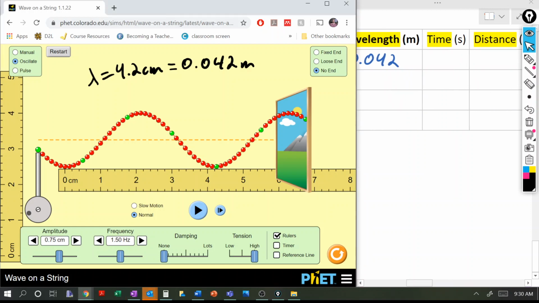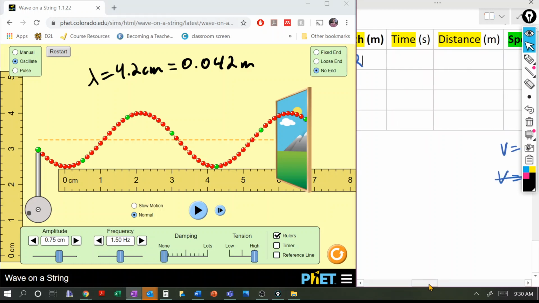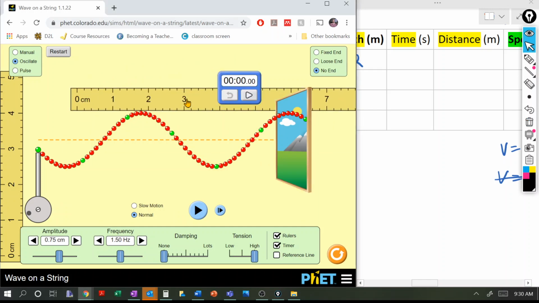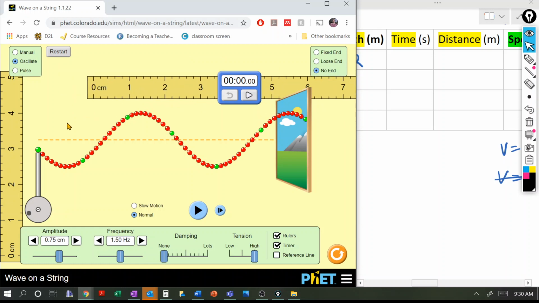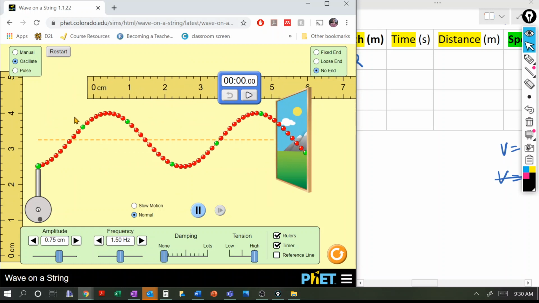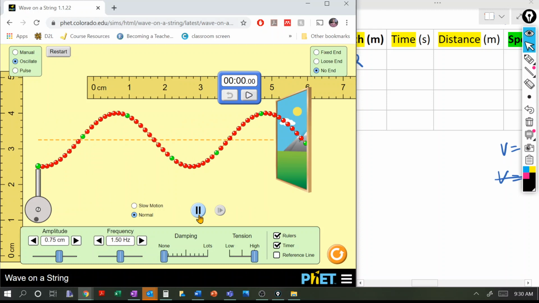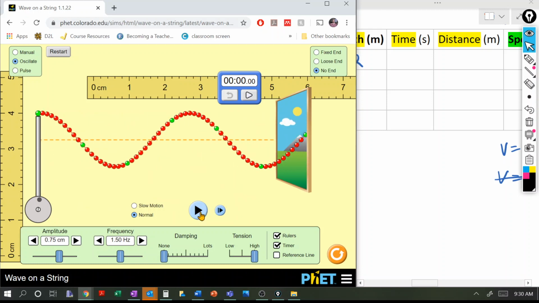We have to measure the time and the distance actually at the same time. So to measure time and distance, obviously I'll need a ruler and a timer. Now how do I measure the distance that a wave moves? Well, as you can see, the peaks move to the right and the troughs move to the right. So I just need to figure out how fast those peaks or troughs are moving. And here's how I'm going to do that.